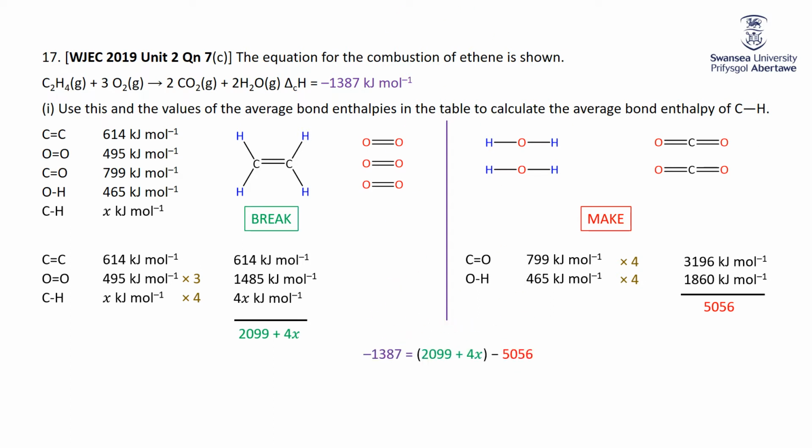Now, delta H, minus 1387, is then green, the stuff broken, minus red, the stuff made. Rearrange that, and we get 4X is 1570, or X in this case is 392.5 kilojoules per mole. We should give it to 3 significant figures because that's what we got here. So 393 would be the proper answer.